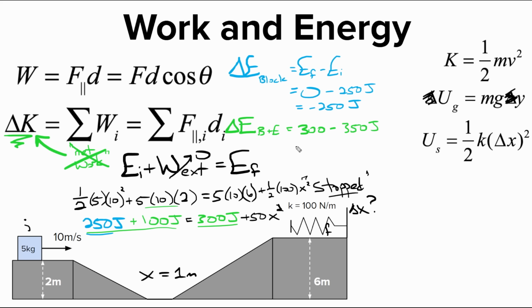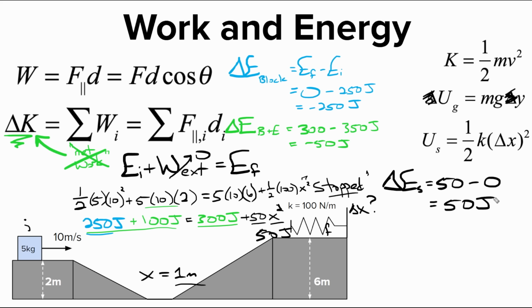This system also lost energy. It lost 50 joules. It didn't lose as much, but it lost 50 joules. All right, one more. Let's say the AP asked you, what's the change in energy of the system consisting of just the spring? Well, the spring started with no energy, but it ended with, let's see, 50 times 1 squared would be 50 joules of spring potential energy. So it ended with 50. It started with none. The change in energy of the spring system alone would be 50 joules.